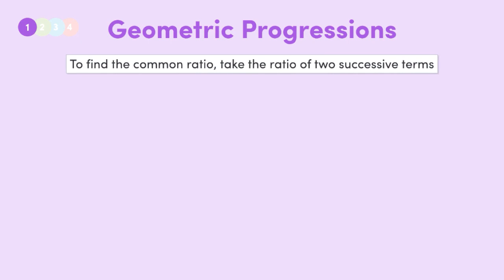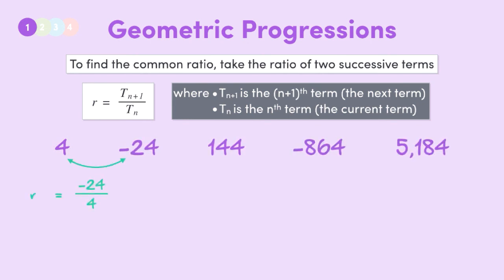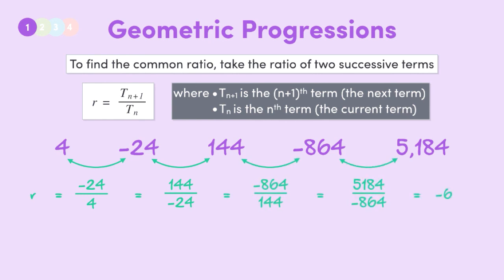If you get a sequence where the ratio isn't obvious, to find r, all that we need to do is, funnily enough, take the ratio of two successive numbers. Mathematically, r is equal to the n plus 1th term over the nth term. So if we were given this GP, then the common ratio would be negative 24 over 4, which is 144 over negative 24, and so on, which equals negative 6. And importantly for a GP, it's common for all terms.